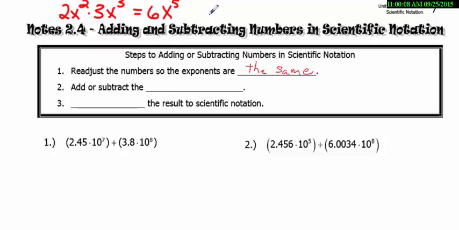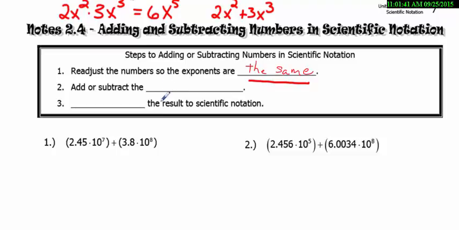Now let's take those same terms and add them together. So we would have 2x squared plus 3x cubed. In this case, you cannot add these terms together because they have different exponents. If you combine like terms, they have to have the same letter or variable and same exponent. So this is just like scientific notation. You can multiply if the exponents are different. However, you cannot add if the exponents are different. So first step, readjust the numbers so that the exponents are the same.